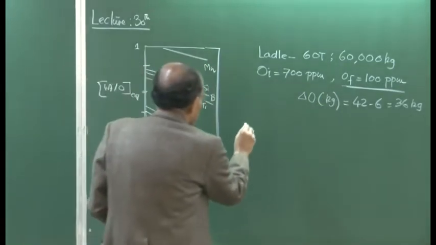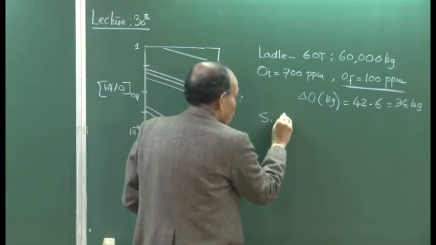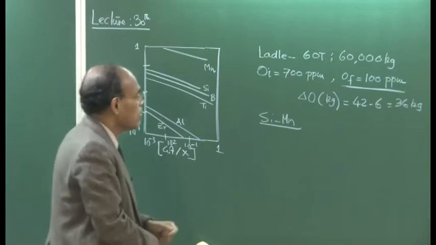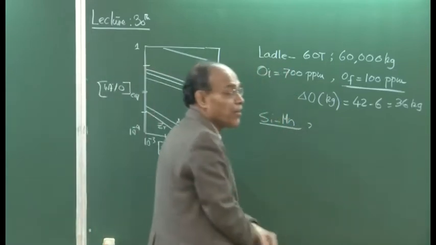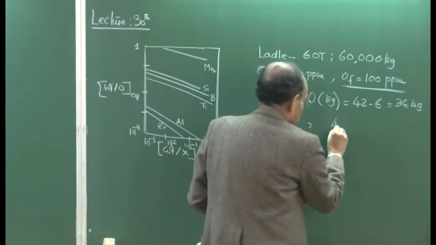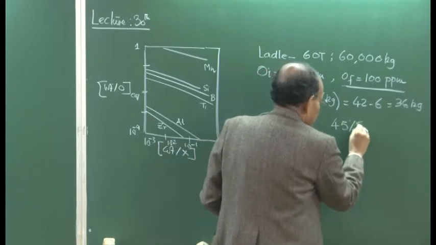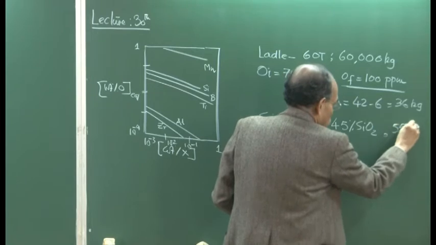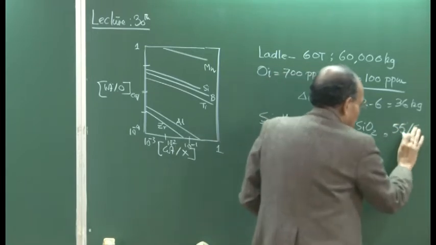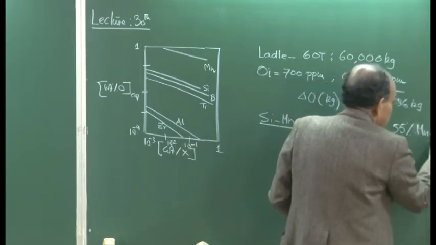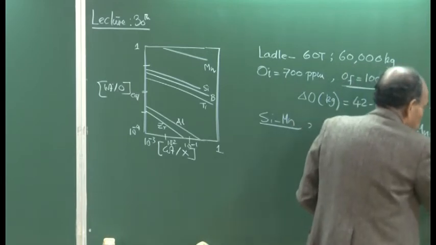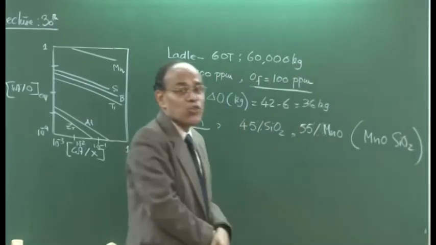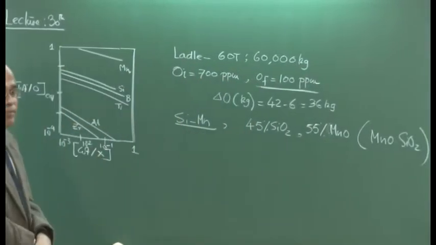Let us say that we are trying to deoxidize the bath with silicomanganese, and that the deoxidation product chemistry is known to us, that is 45% silica and 55% MnO, which essentially means that the molecular formula of the deoxidation product is 1 mole to 1 mole, that is the deoxidation product.